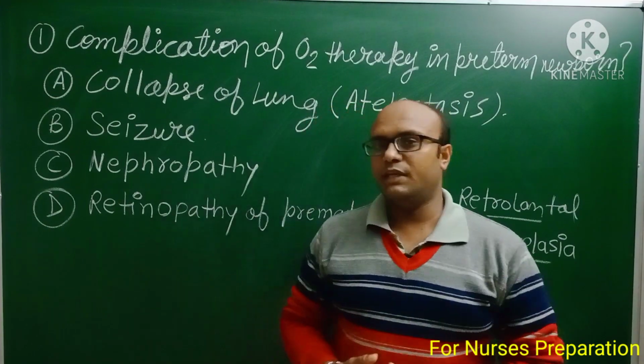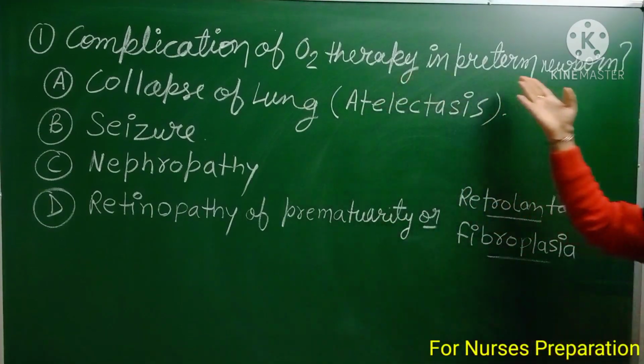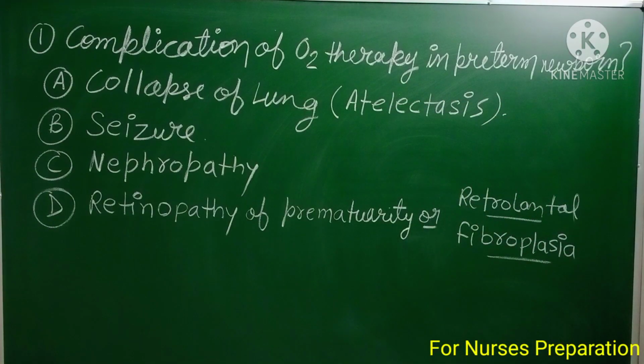Question number 1 is complication of oxygen therapy in preterm newborn. You have to select from the given following options, what is the complication of oxygen therapy that may be seen in preterm newborn? Preterm newborn means a baby born before 37 weeks of pregnancy.